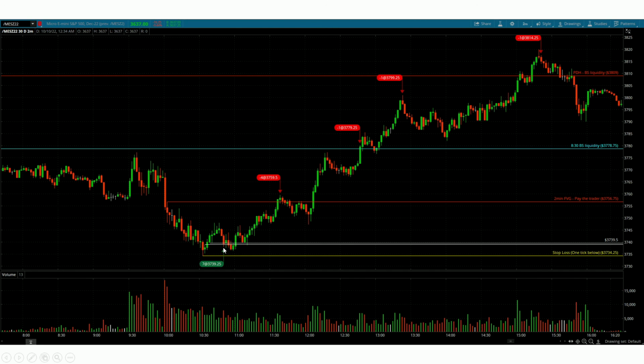But essentially over here, what I did was I bought 7 contracts at 37.39 and a quarter. And the first exit that I have was on this red line that you see, where it was entering a 2 minute fair value gap. And essentially, I was just trying to pay the trader over there. So I took off half my position, actually slightly more than half, for 20 points. And then my next level was at this blue line over here, which was the 830 buy side liquidity that I showed in the 15-minute chart earlier. That was the 37.78 and 3/4.